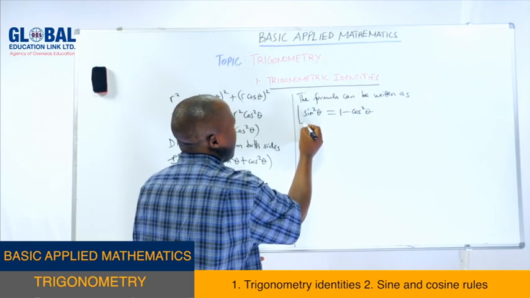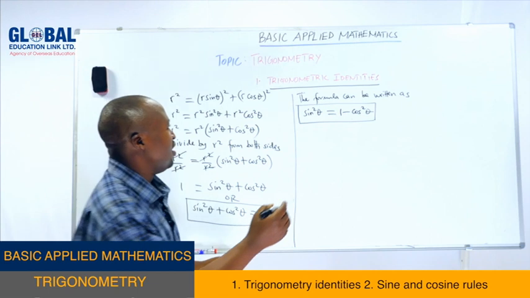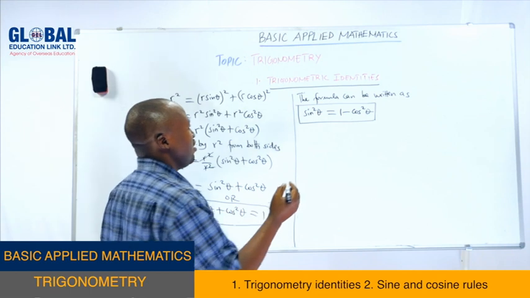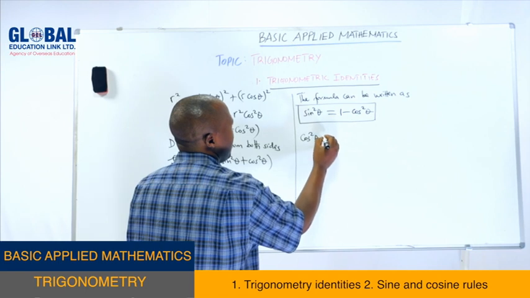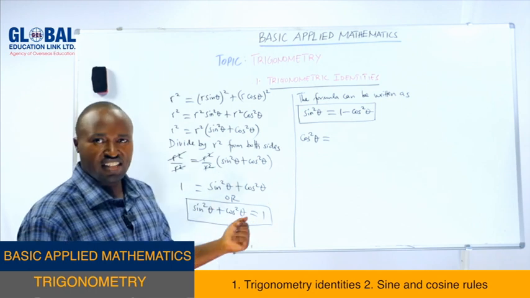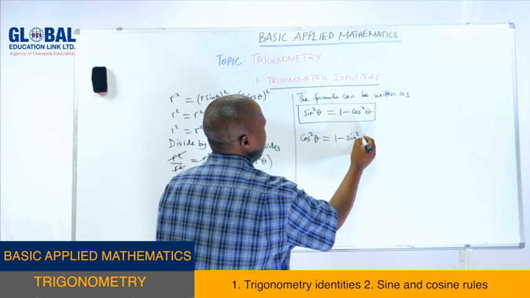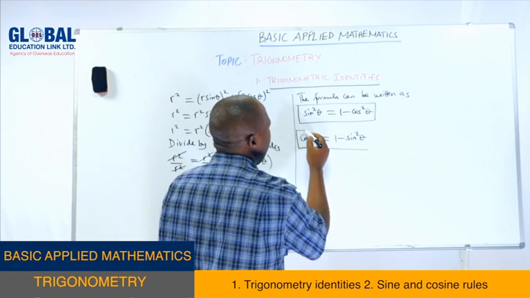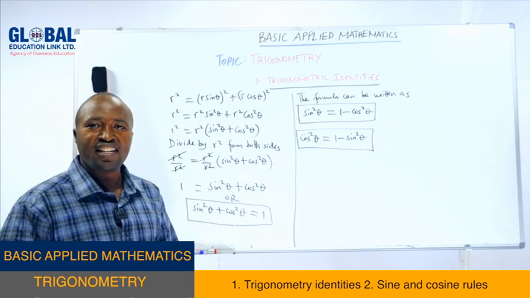So this is another identity formula. Or if we make cosine squared the subject, the formula will be cos squared theta is equal to, we shift sine squared to the right hand side, 1 minus sine squared theta. So this is another identity formula. Okay, my dear student, let us proceed with the other identity formulas.